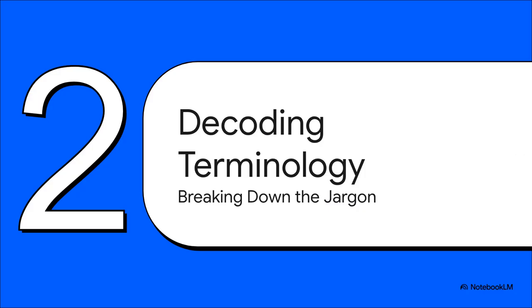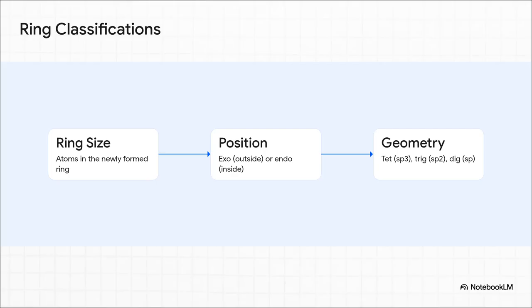Moving on to Section 2, decoding the terminology and breaking down all that jargon. Look, I know organic chemistry nomenclature can look incredibly intimidating, but we're going to break it down super simply right now. Baldwin classified these ring closures using three very specific, very logical pieces of information. First up is the ring size. This is simply the number of atoms in the newly formed ring, so a 5 means a 5-membered ring. Easy enough.